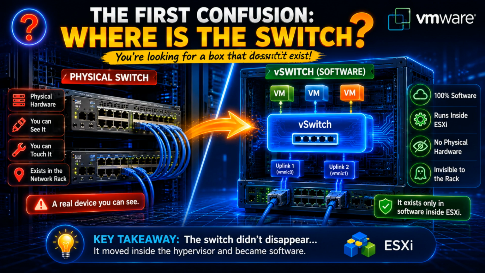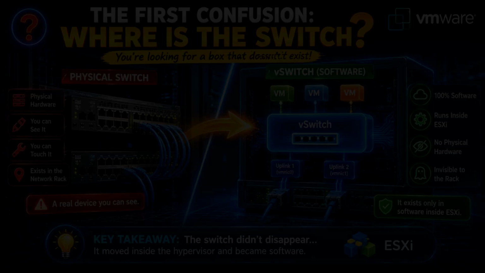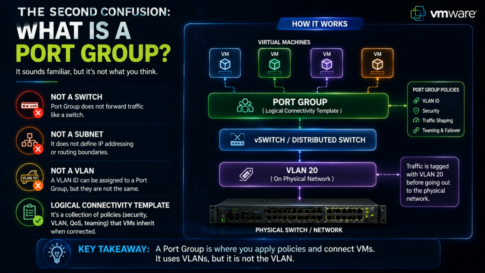Once engineers understand the virtual switch, they run into another confusing object, the port group. Is a port group just another name for a VLAN? This is one of the most common misconceptions in VMware. A port group is not a switch, it's not a subnet, and it's not a VLAN. A port group is a logical connectivity template where policies are applied. Yes, it often contains a VLAN assignment, but it can also define security settings, traffic shaping policies, and NIC teaming behavior. Think of it as the connection profile that virtual machines inherit when they connect.